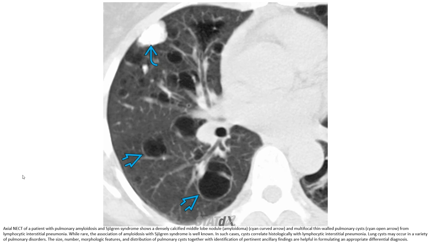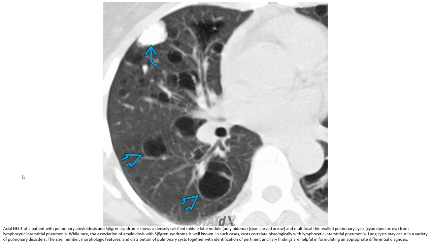This axial contrast enhanced CT is of a patient with pulmonary amyloidosis and Sjögren syndrome. A densely calcified middle lobe nodule, an amyloidoma, and multifocal thin-walled pulmonary cysts, from lymphoid interstitial pneumonia. Though rare, the association of amyloidosis with Sjögren syndrome is well known. In such cases, the cysts correlate histologically with lymphoid interstitial pneumonia.